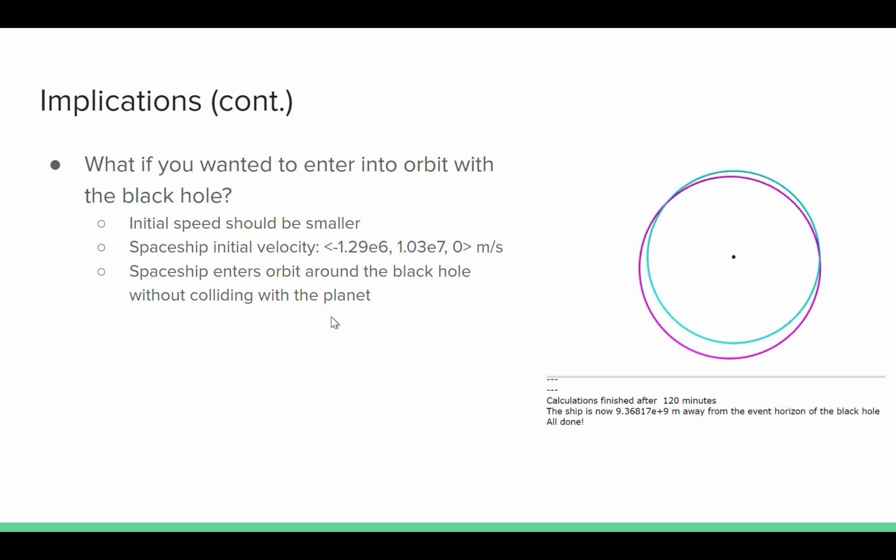What if you wanted to enter into orbit with the black hole in part 2? Then the initial speed should be smaller, so the magnitude of the velocity should be smaller. For this part, I experimented with trial and error and found an initial velocity of this, shown here, where the spaceship enters into some sort of orbit with the black hole without colliding with the planet, as shown to the right.